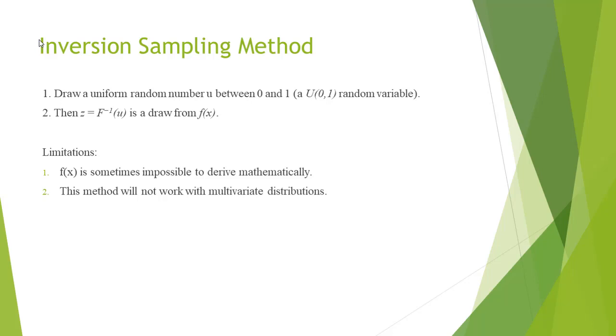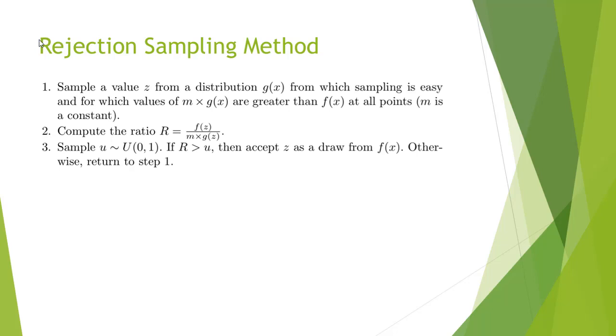First, the probability distribution sometimes is impossible to derive. It's very hard to get. Second, this method will not work with multivariate distributions, which means if you have two or more random variables, this method will not work. So in practice, we usually don't use inversion sampling method. But I want to focus on the second method, which is called rejection sampling. Let's talk about this method.